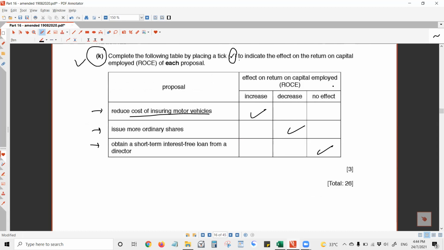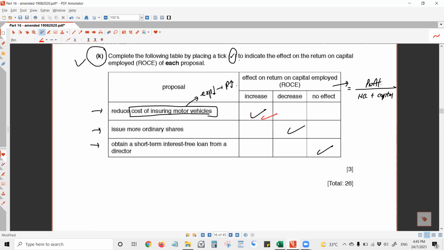First and foremost, we have to understand the formula first. On top here, you have profit for the year, and then here you have NCL and capital. Profit for the year is the number from the income statement. Income statement's last item is profit for the year. That means if there's any change to any item in the income statement, profit for the year would be affected, and thereby ROCE would be affected. So reduce the cost of insuring motor vehicle. This would make the expenses reduce, and then profit for the year would be higher, then ROCE would be higher.